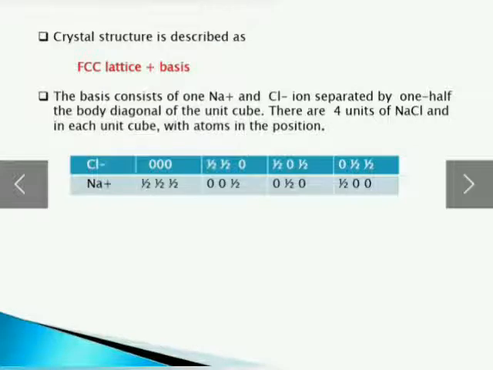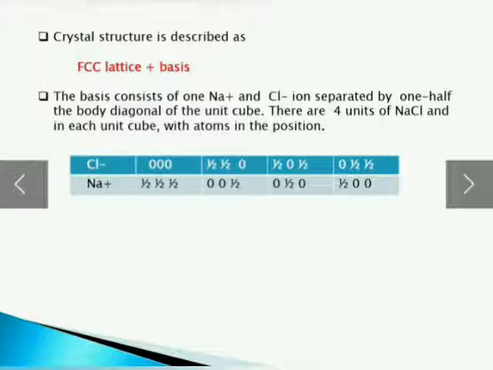So the crystal structure is described as FCC lattice plus basis. The basis consists of 1 Na+ and 1 Cl- ion separated by 1/2 the body diagonal of the unit cube. There are 4 units of NaCl in each unit cube, with atom positions given in the table.